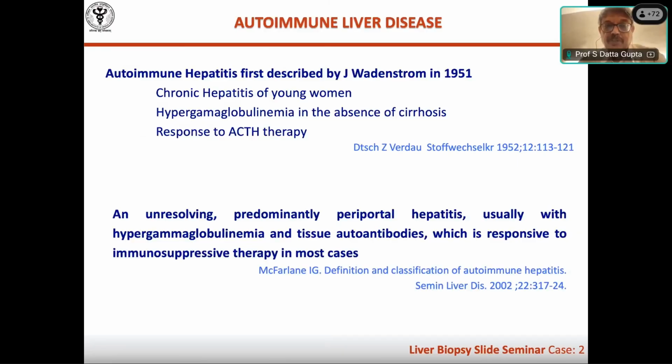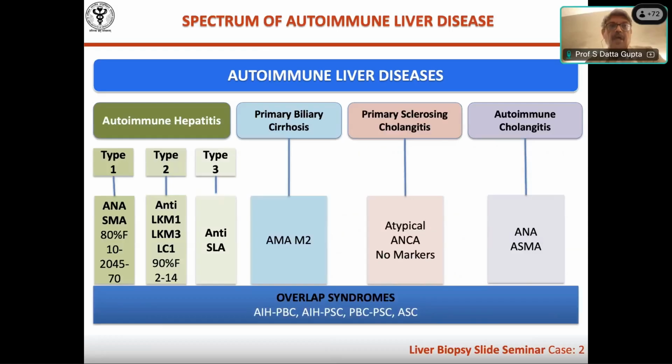So there is predominantly periportal hepatitis. The earlier one we saw was predominantly central. In chronic hepatitis, it is usually around the portal tract. And usually you must see hypergammaglobulinemia and tissue antibodies, right? So actually there's a broad spectrum of autoimmune liver disease, all of which can show a similar picture.